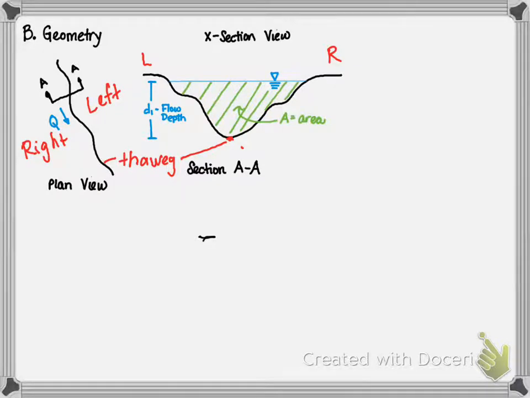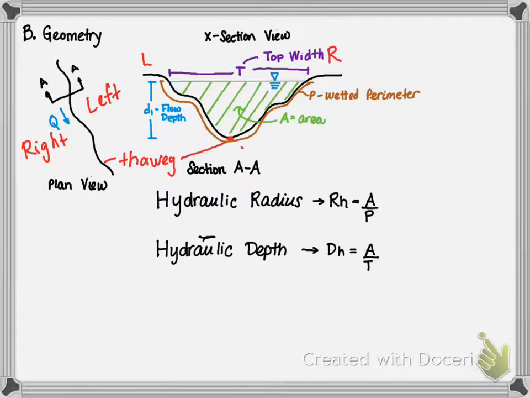The cross-sectional area, A, is the hatched green section. The wetted perimeter, WP, or sometimes just P, is shown as the perimeter in contact with the channel. The top width is the width of the water at the top of the cross-section. With this information, you can determine the hydraulic radius, RH, and the hydraulic depth, DH, where the hydraulic radius is the ratio of area to wetted perimeter, and the hydraulic depth is the ratio of area to top width.